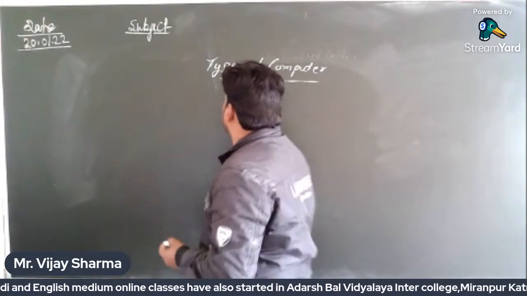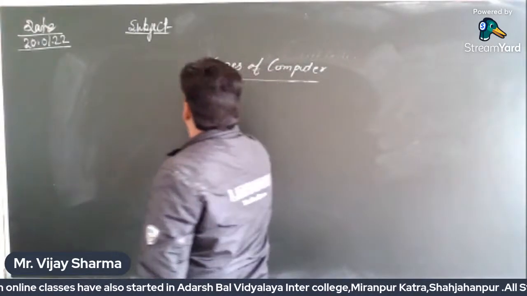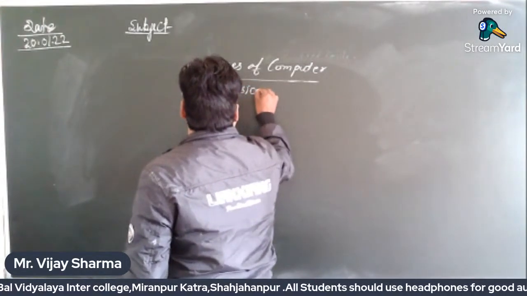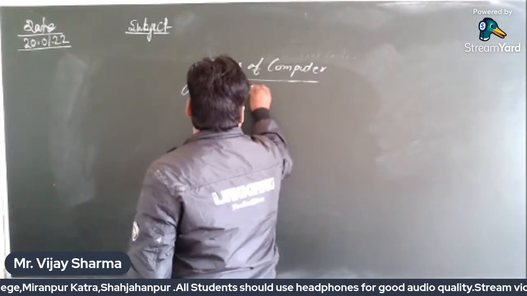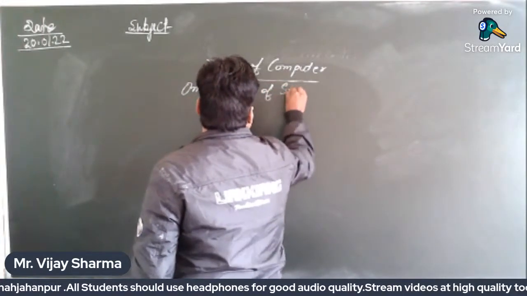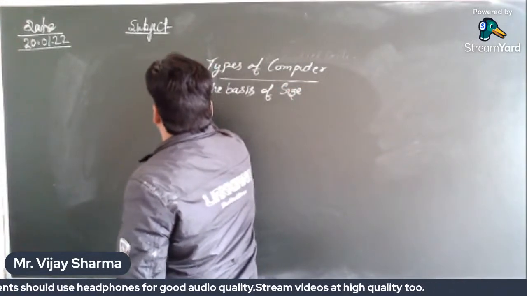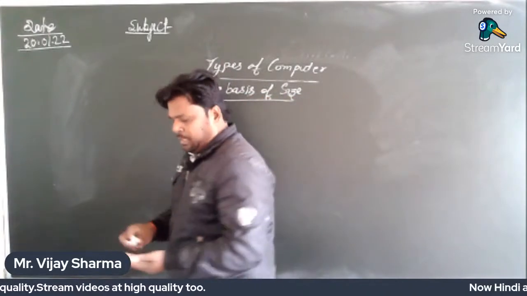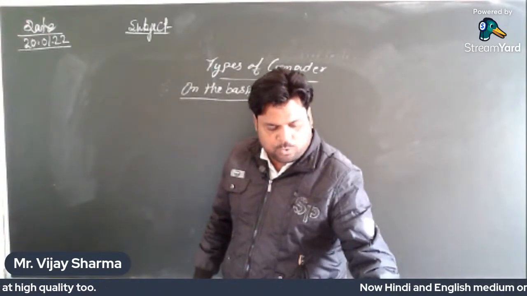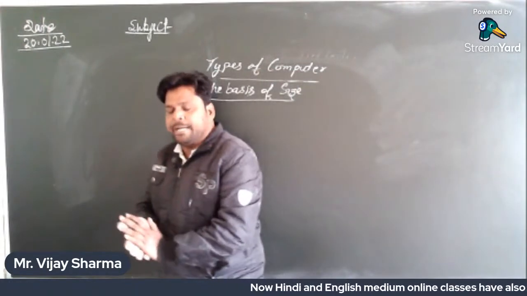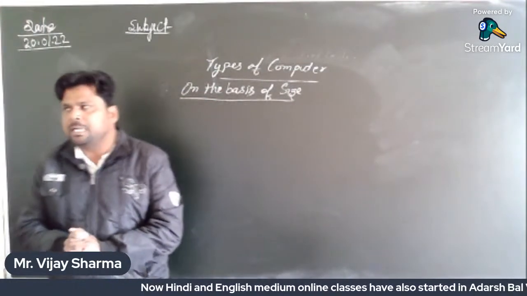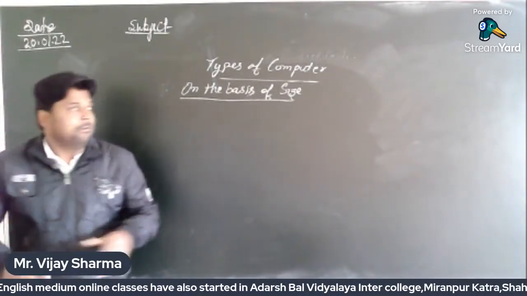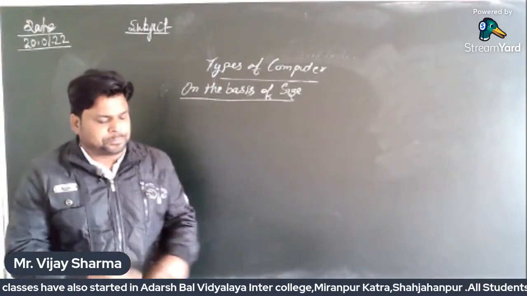We can divide computers on the basis of size, because we see laptops, tablets, smartphones, and desktops. You see the size of the computer is different in all these systems. So we can divide computers on the basis of size.